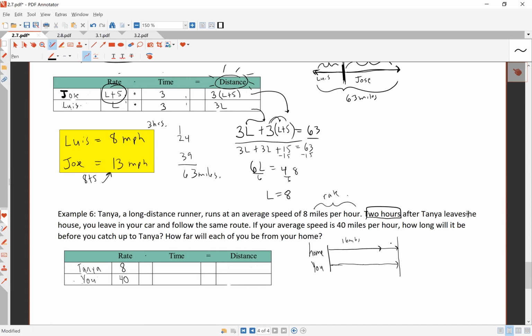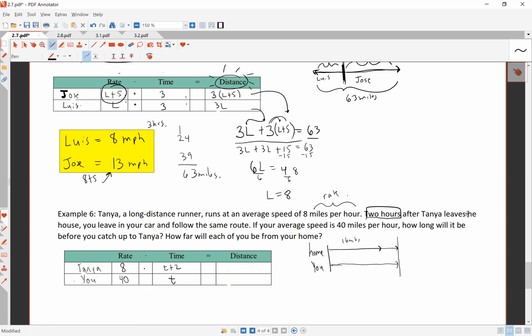So it's the times that are unknown this time. How long will it be before you catch up to Tanya? If I want to know how long it takes you to catch up to Tanya, I'll let your time that you travel equal t. And then that will tell us when we solve for t how long it took you to catch her. But see, Tanya traveled for 2 hours while you sat at home. So what that means is that Tanya was traveling for 2 whole hours more than what you traveled.